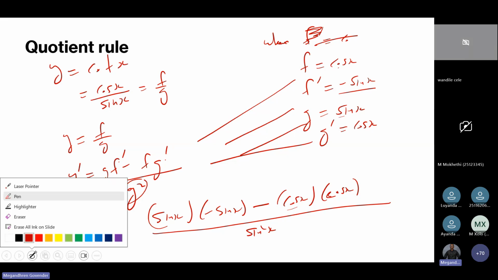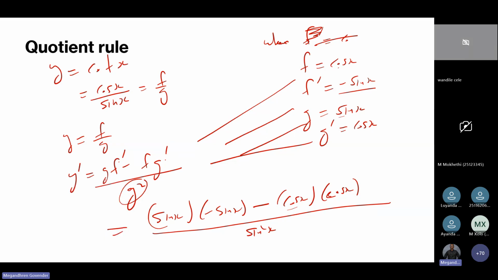And this is what I like about this technique. You're going to end up with a minus sine squared x minus cos squared x. You can take a minus sign out, so you end up with minus sine squared x plus cos squared x, all over sine squared x.